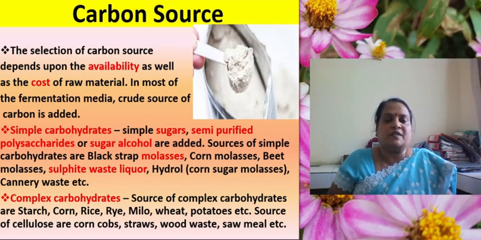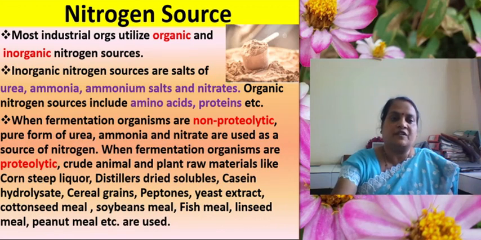Complex carbohydrate sources include starch, corn, rice, rye, millet, wheat, potatoes. Sometimes carbohydrate is added in the form of cellulose. So cellulosic wastes like corn cobs, straws, wood waste, sawmill dust, etc. can be used as a carbon source in the fermentation medium.